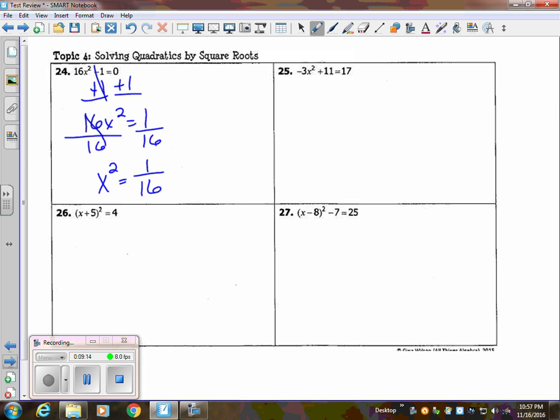Our next step then would be to square root. Whenever we square root, remember the square cancels and a plus and minus comes out of that. So x would equal both a positive and negative. 1 is perfect, so that would equal 1, and the square root of 16 would be 4. So positive 1/4 and a negative 1/4.